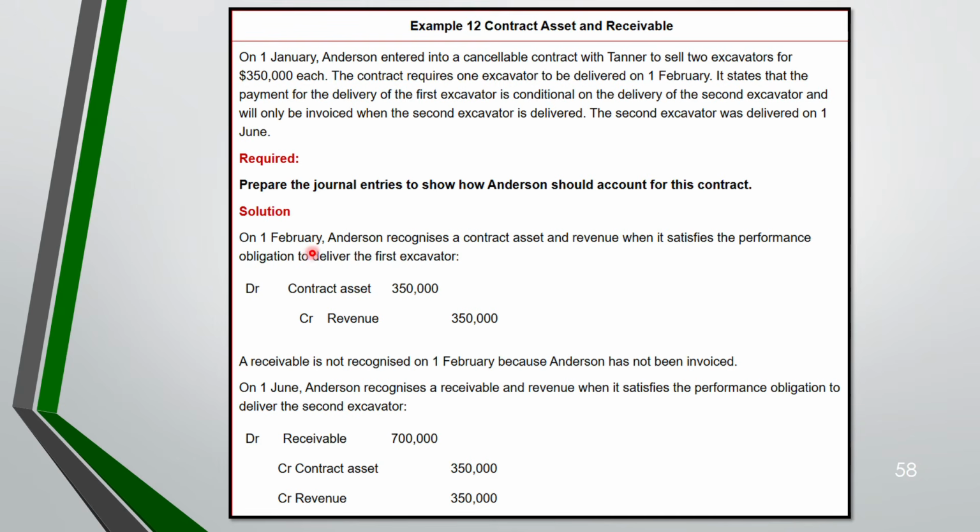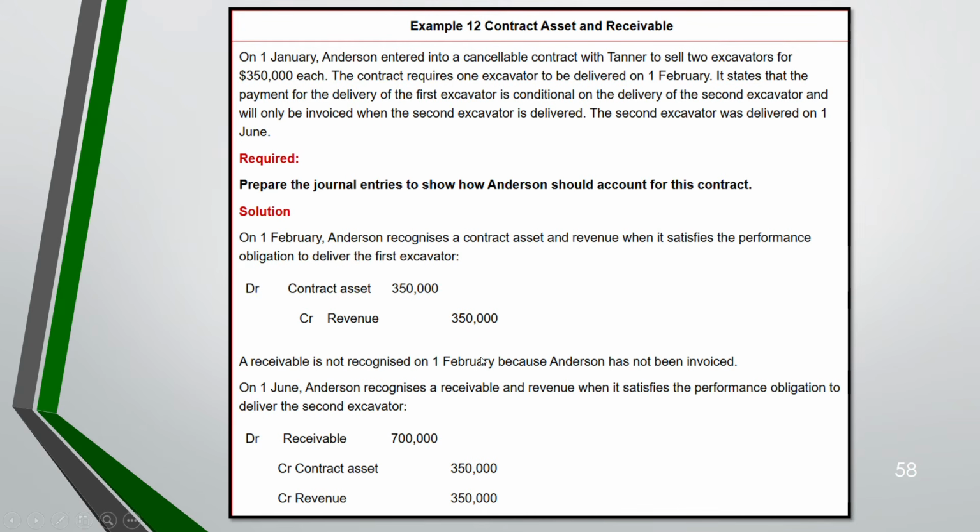So on 1st Feb, they will recognize a contract asset and revenue when they satisfy the performance obligation. So contract asset is debit, revenue is credit 350,000 when they have delivered 1. Now, a receivable is not recognized on 1st Feb because Edison has not been invoiced. And what about 1st June? They will recognize a receivable and revenue when they satisfy the performance obligation to deliver the second. So 350 and 350. Receivable is debit now, for 700, as the two deliveries are 350 each. And credit revenue 350 and credit contract asset 350 that you had debited.